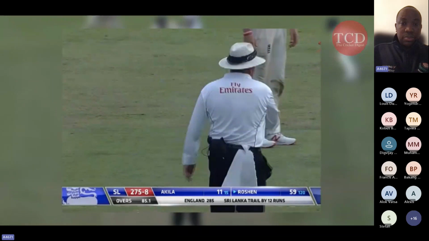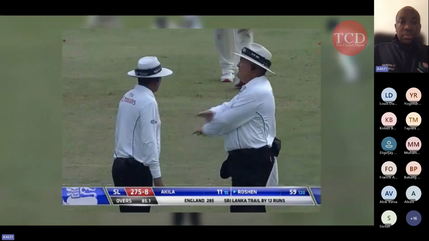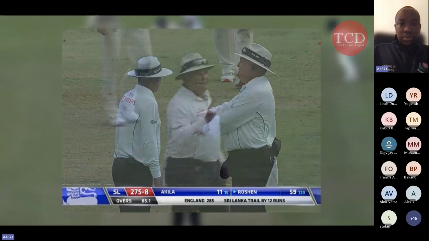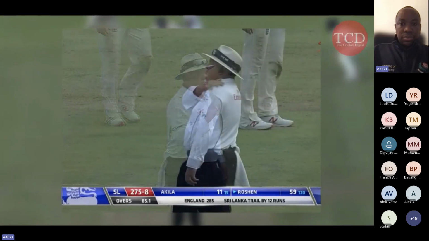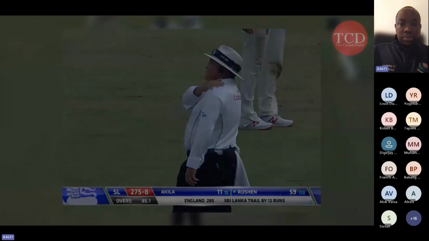You did not understand what he signaled. He initially disallowed all the runs scored by the batsman on that delivery. Further, he informed the batsman about deliberate short running and awarded 5 penalty runs to the fielding side.